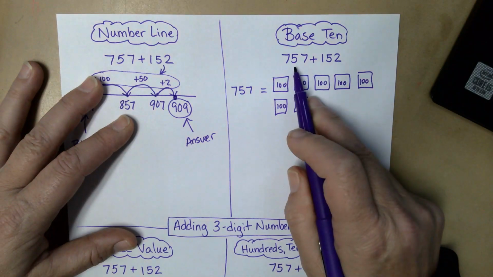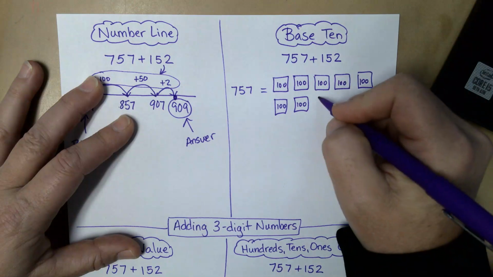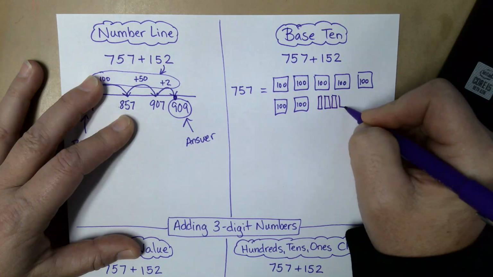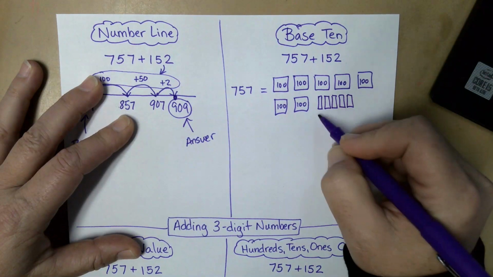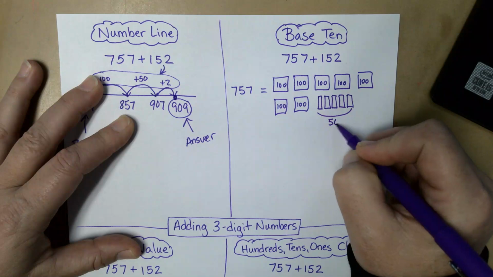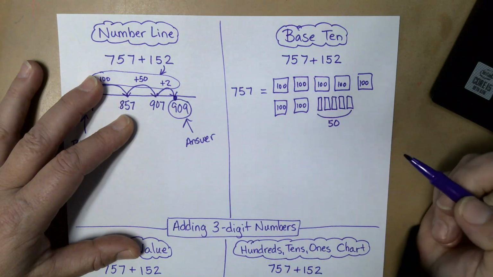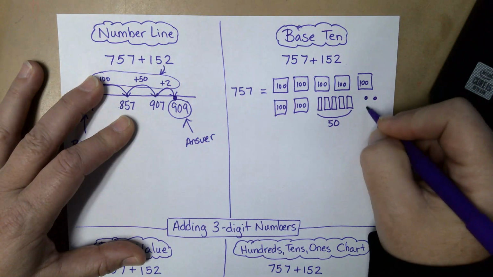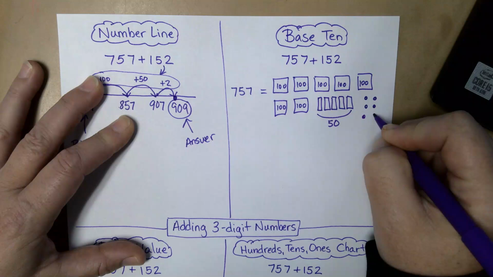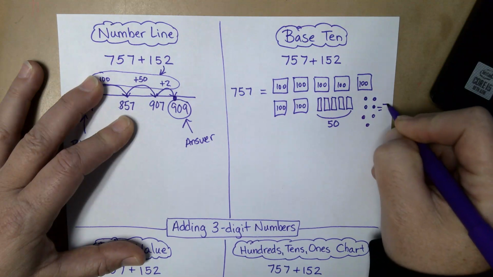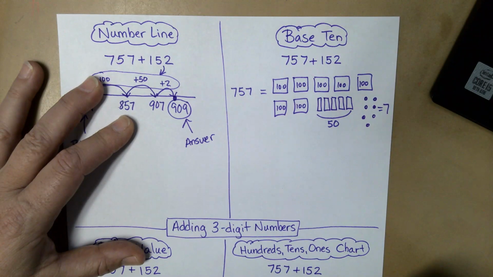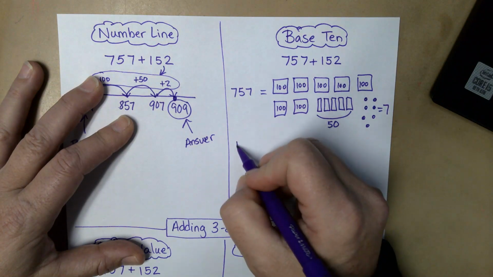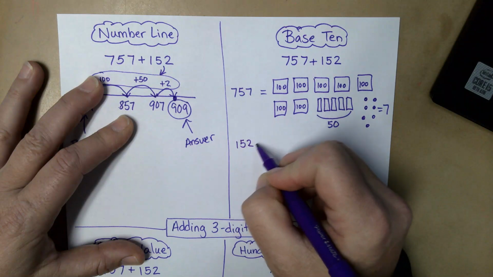My next place value is my tens, so I need 5 10 sticks, 2, 3, 4, 5. I'm going to group those together and make my 50 because that's what that's worth. And then I'm going to look at my ones, 1, 2, 3, 4, 5, 6, 7. And I want to label that with how much that's worth. Next, I'm going to draw my 152. So my 152 goes to the side.